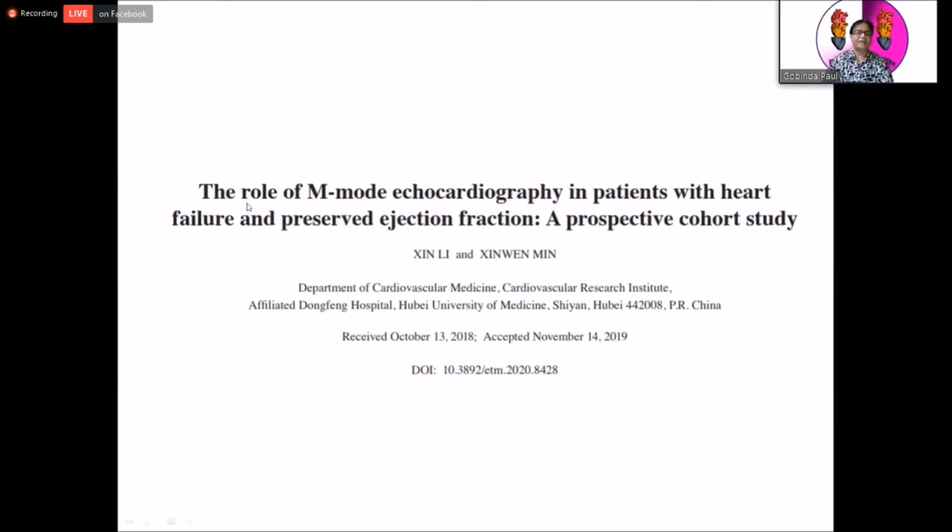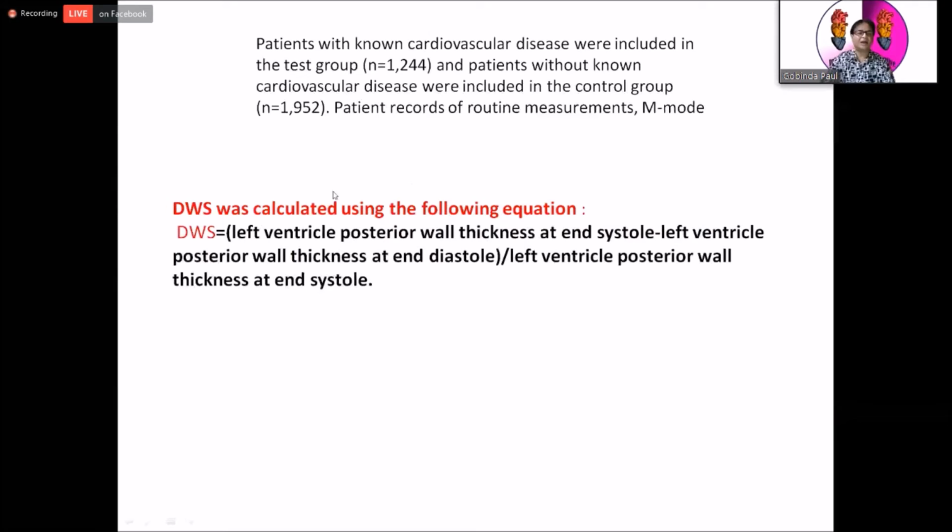There is an article, the role of M-mode echocardiography in patients with heart failure with preserved ejection fraction, a prospective cohort study in China. This is another modality. Diastolic wall strain was calculated using the formula, which is also a marker of diastolic dysfunction. Diastolic wall strain is equal to the left ventricular posterior wall thickness at end systole minus the left ventricular posterior wall thickness at end diastole, divided by the left ventricular posterior wall thickness at end systole. It is a ratio.